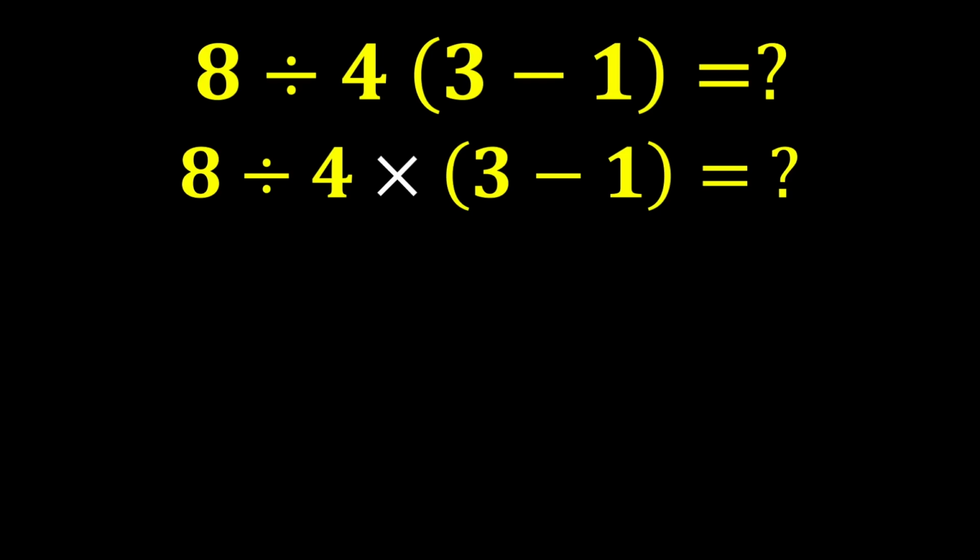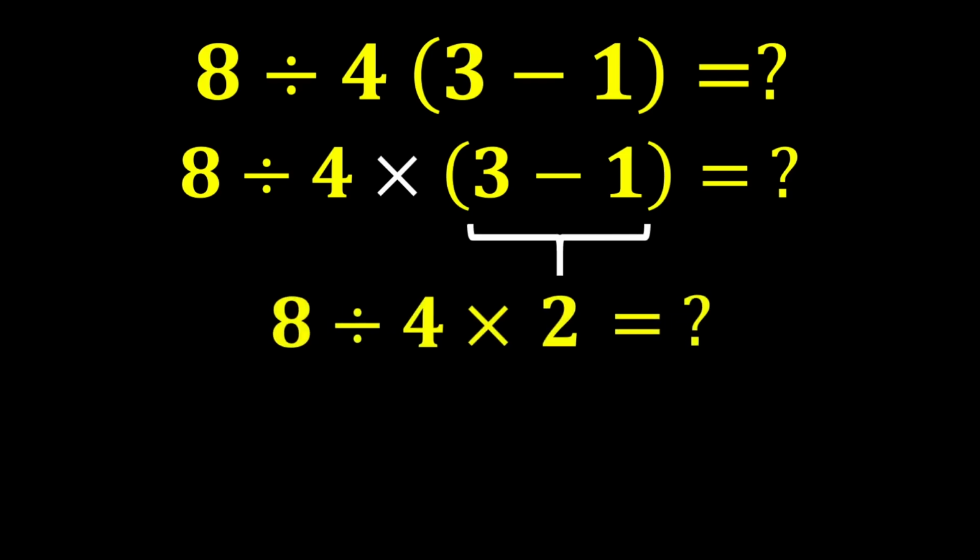According to PEMDAS, in this expression, we must first calculate the parentheses. 3 minus 1 equals 2, and the expression becomes 8 divided by 4, multiplied by 2. Now, in this expression, there is both multiplication and division. According to PEMDAS, since multiplication and division have equal priority, we move from left to right, and whichever operation we reach first, we perform it first.